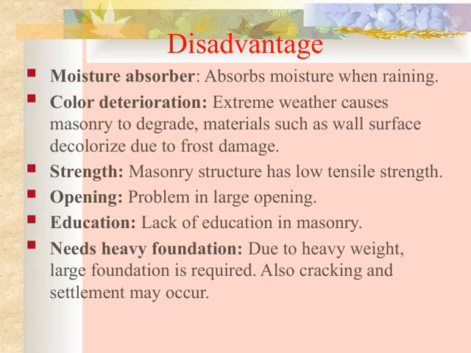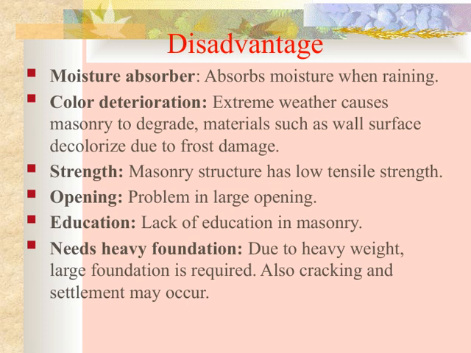Let's take a closer look at some of the disadvantages of masonry structures. First, moisture absorption is a common issue. When it rains, the masonry can absorb water, which may lead to further problems down the line. Next, extreme weather conditions can cause significant damage, such as color deterioration. Frost damage, for example, can cause the surface materials to decolorize and degrade over time.